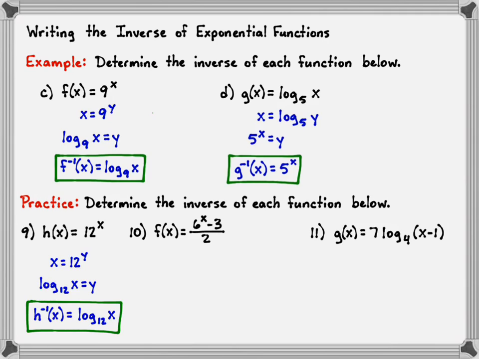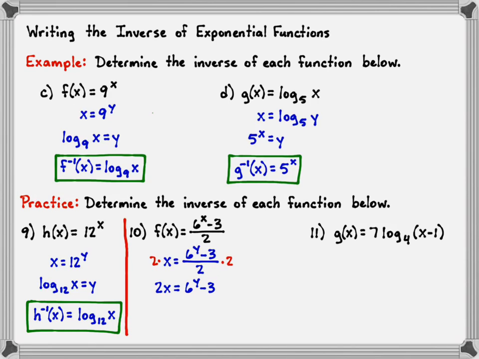Number 2, same thing, swap out your x's and y's. So this will say x equals 6 to the y minus 3 over 2. Now we have to get y by itself. Well, what's the first thing I need to get rid of? I need to get rid of that 2. So I'm going to multiply both sides by 2. I end up with 2x equals 6 to the y minus 3.